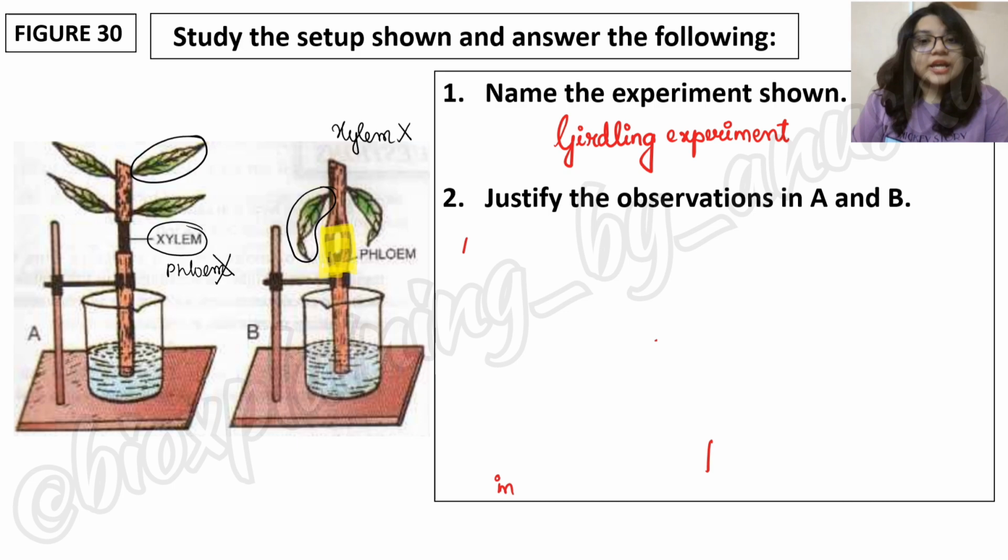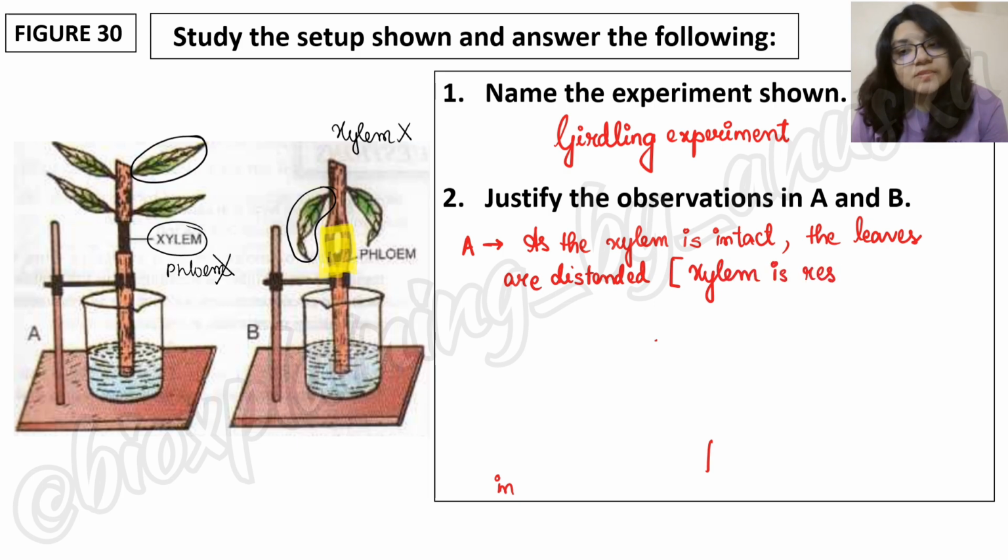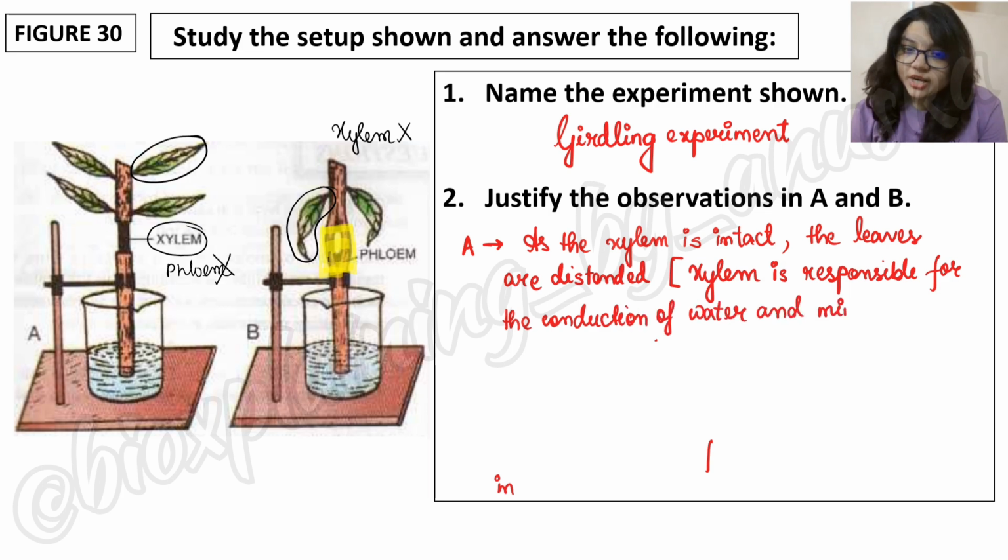Now why so? In case of A, first let us understand. As the xylem is intact, the leaves are distended. Xylem is responsible for the upward conduction of water and minerals. We know this, right? So that is why the water has been transported very properly. There's no problem. Upward conduction of water has been absolutely fine, so the leaves have not drooped down. They are all good. No effect.